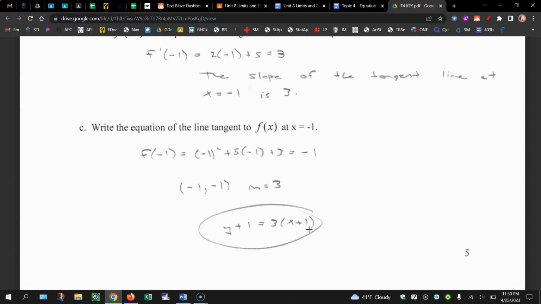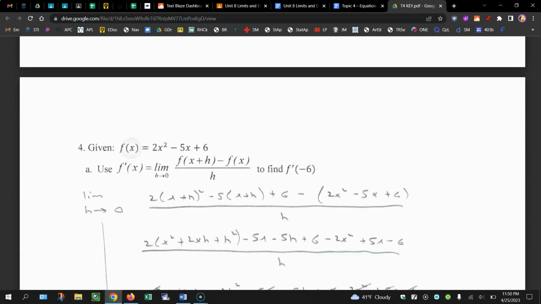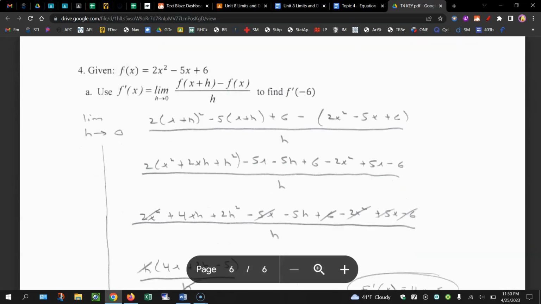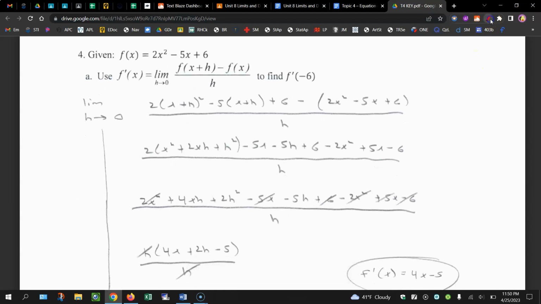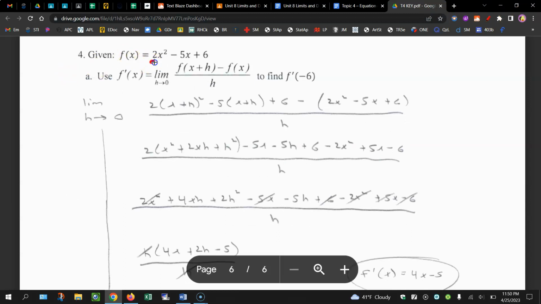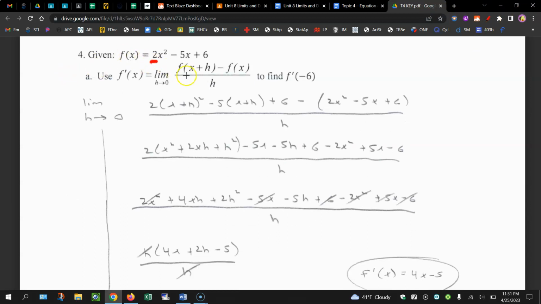And let's take a look at the last one. The calculation's a tiny bit more complex here because of the 2 that you see in front of the x squared, similar to what we saw on, I think, page 4. So wherever there's an x, you're going to substitute in this x plus h. So 2 times x plus h squared minus 5 times x plus h plus 6 minus, again, make sure you have those parentheses here. You're subtracting the entire function.